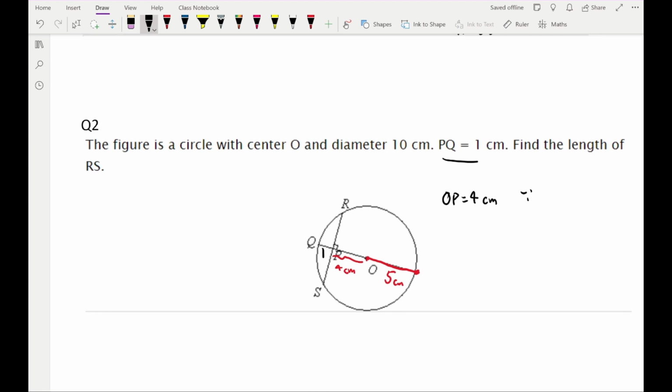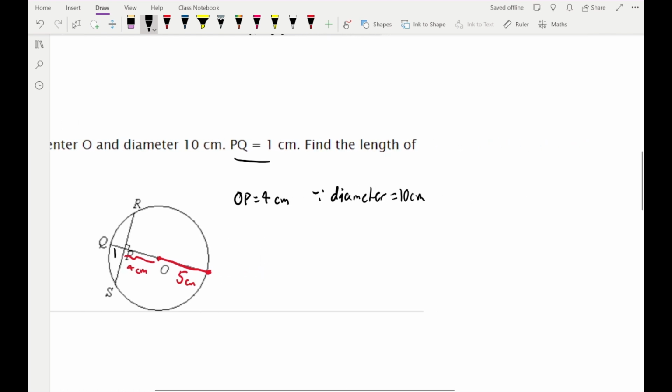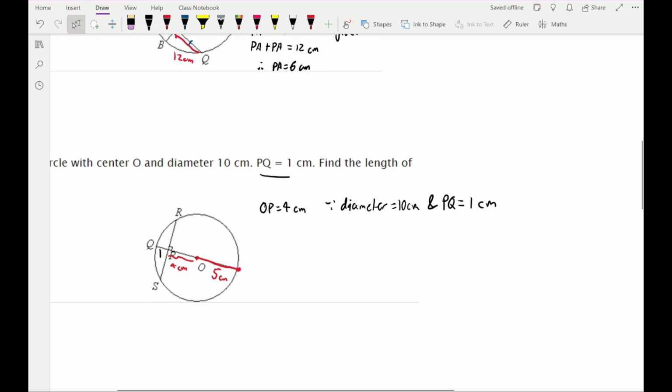because the diameter is 10 centimeters, and we already know that PQ equals 1 centimeter. Great. So that's good news.